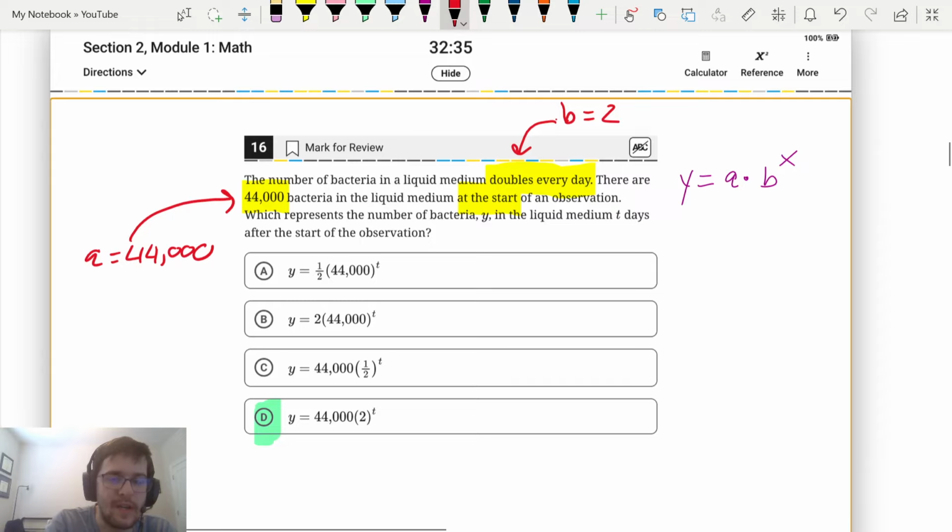So this one has the wrong a and b. This one has the wrong a and b. This one's got the wrong b. The only one it can be is answer choice D.